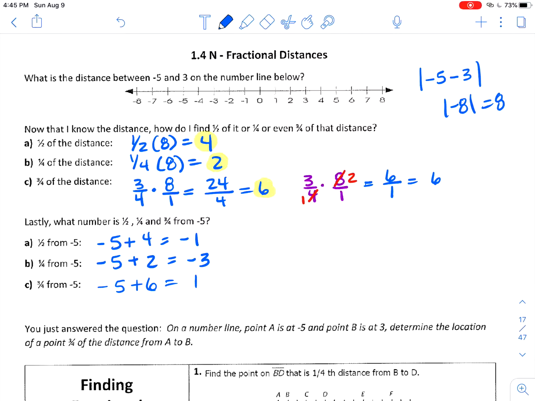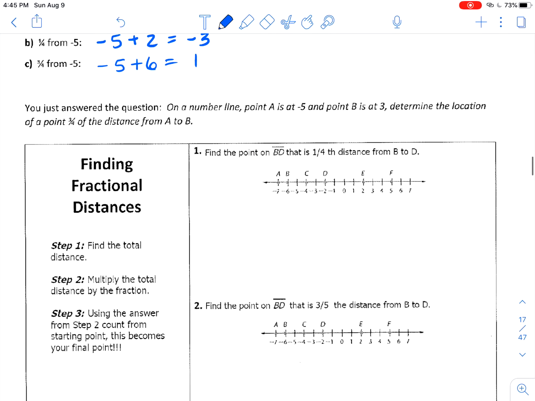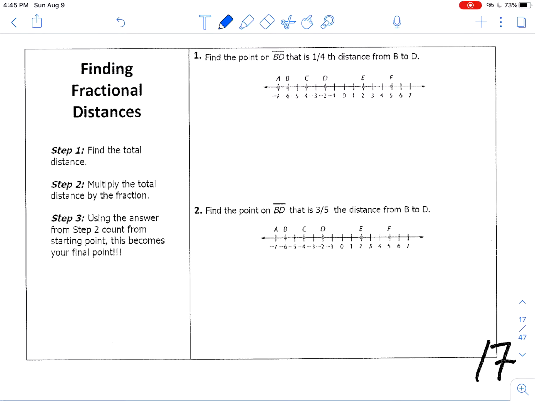So what we've done is we've just answered the question on a number line. Point A is at -5, point B is at 3, and we determined the location of a point 3/4 the distance from A to B. Finding fractional distances. Here are the steps. The first thing was to find the total distance, and we know that's the absolute value of x1 minus x2. Step 2 is to multiply the total distance by the fraction, and step 3, using the answer from step 2, count from the starting point. This becomes your final point.